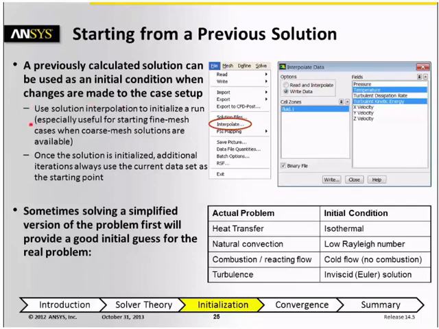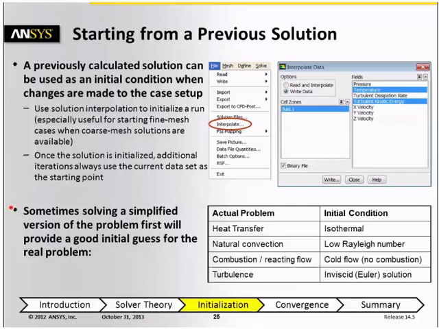This is especially useful for starting fine mesh cases when a coarse mesh solution is available. And once the interpolation file has been read in, if you start to iterate, it will always use the interpolated solution as the starting point.